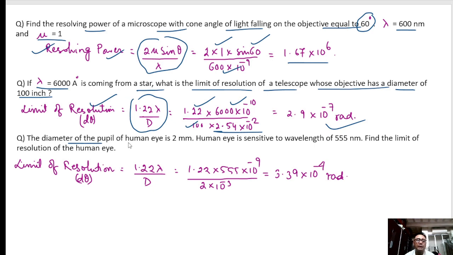Next is the diameter of the pupil of the human eye. This is the diameter, and the wavelength is given to us. Find the limit of resolution, which is 1.22 lambda by d.